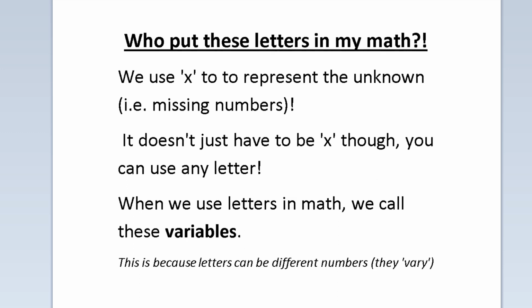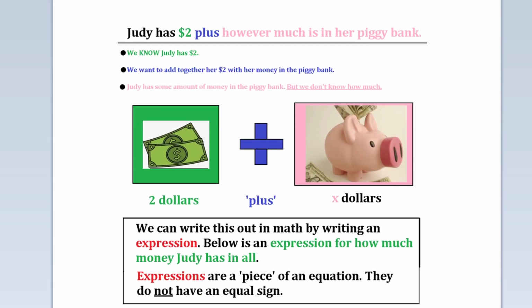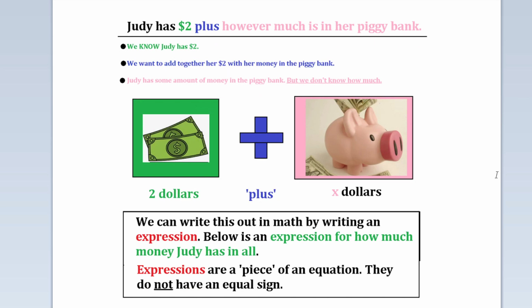Now, I've done a lot of talking here, but I think in math it's usually better to show. So I have a little example prepared for you. What I have here is a real life possible situation. Let's say we have Judy, who's trying to save up to buy some clothes, but she doesn't know how much she can buy. So she's trying to see how much money she has to spend.